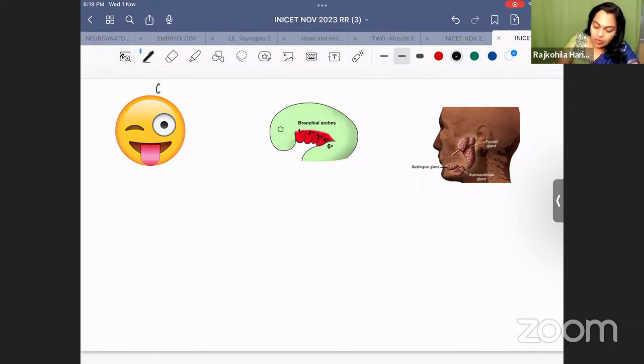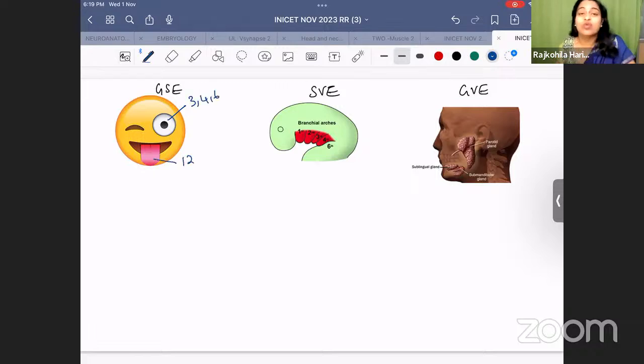As you see here, as I told you, the most medial column is general somatic efferent, then special visceral efferent next, and then general visceral efferent. For general somatic efferent, if you remember this small smiley icon, it's enough. What are the cranial nerves which come under this? The cranial nerves which innervate your eyeball, 3, 4, 6, and the cranial nerve that innervates the muscles of the tongue. These motor nuclei are derived from the somites, the mesoderm. So sixth nerve, what muscle does it supply?